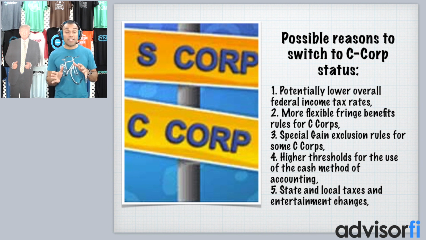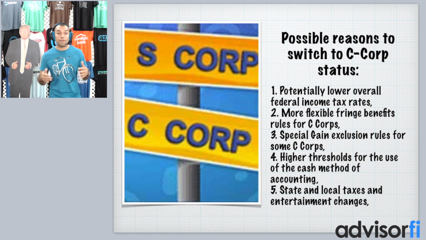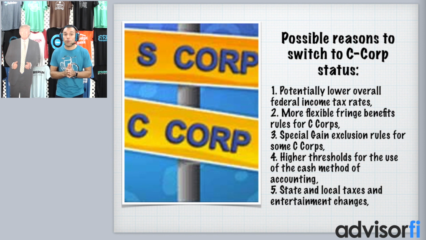Number 3, this is a little technical. Again, I'm going to put some links in the description below, but there's special gain exclusion rules for some C corporations. There have been some special benefits for owners of small corporations to exclude most, if not all, of the gain from the sale of the stock of those corporations. This was rarely considered before due to the high C corporation tax rates, but it's more relevant now underneath Trump's tax reform with the 21% flat tax rate.